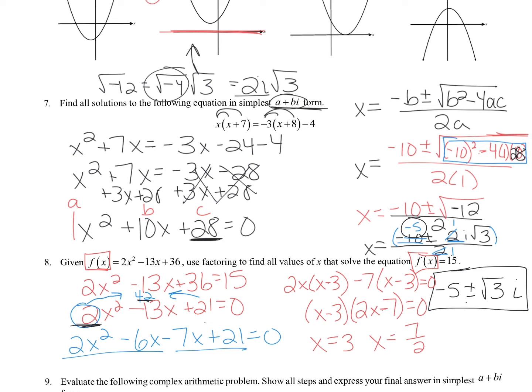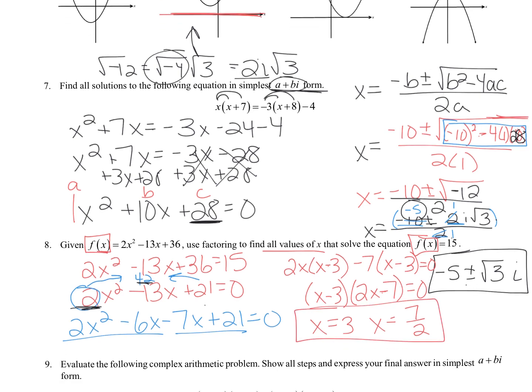If I graph it, the function should pass through. If I graphed f of x and y2 as 15, that's where they should intersect at those x values. They're not asking me to find the y values, which would be 15 because it says y equals 15. We're just finding the values of x.